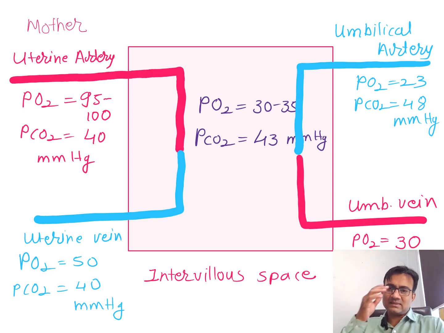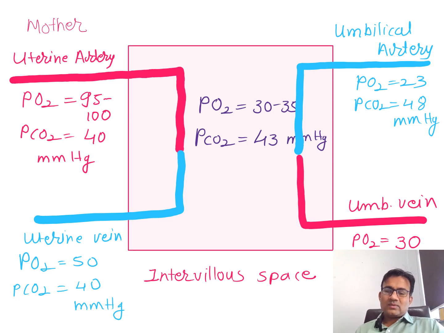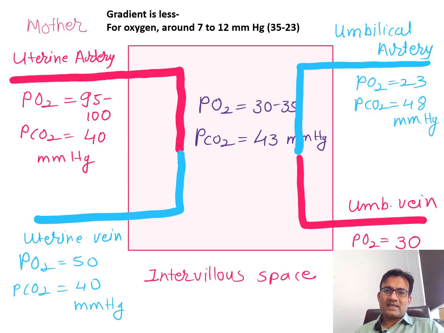Why am I discussing it? Because whenever diffusion is occurring, the gradient plays an important role. So what is the gradient here? If we see, the gradient is less compared to that of an adult. For oxygen in an adult, it was 90 minus almost 45, so the gradient was almost around 50. But for oxygen, the gradient in the fetus is around 7 to 12 mmHg.